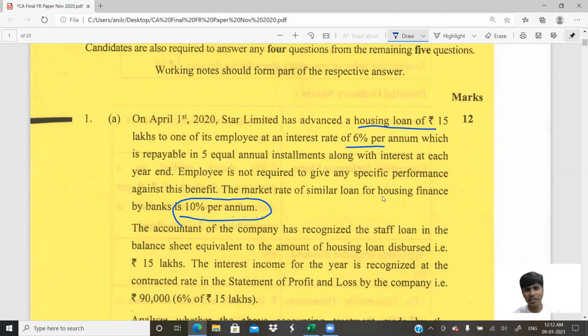Discounting factor, present value, everything. Basically, we have to record it at fair value. How to compute it, I'll show you. But let's first finish reading the question and understand what they want from us. The accountant of the company has recognized the staff loan in the balance sheet equivalent to the amount of housing loan disbursed. That is 15 lakh.